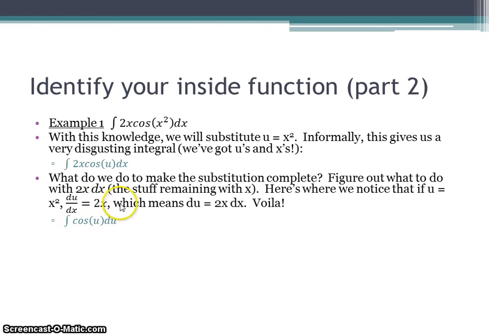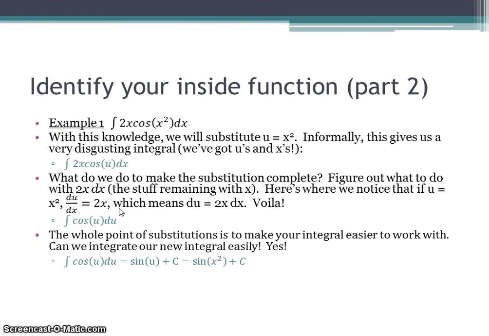The whole point of substitution is to make your integral easier to work with. You can ask yourself, can we integrate our new integral easily? If you can't, then your substitution hasn't done you any good. In this case, the answer is yes, we can integrate our new integral pretty easily. The integral of cosine of u du would just be sine of u plus c. All right, and we can substitute that u back in and get sine of x squared plus c.